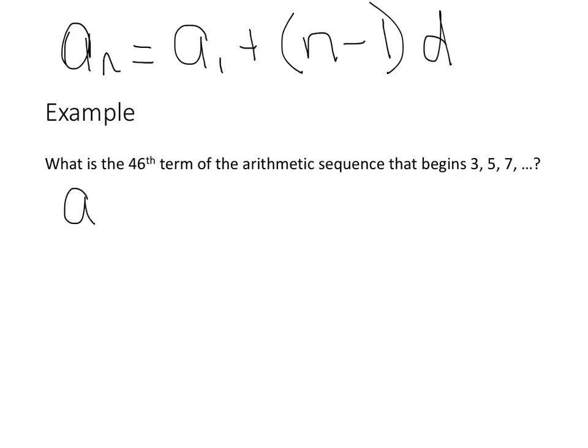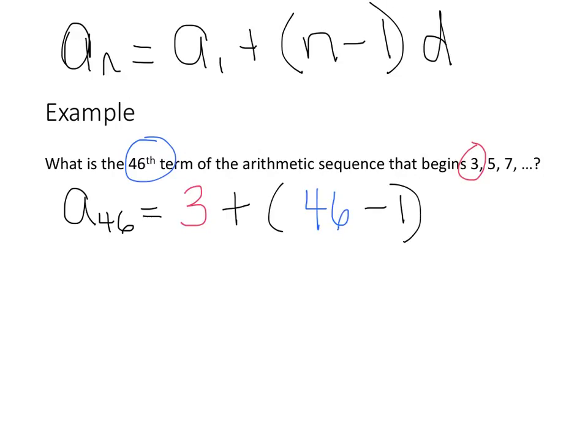So we're looking for the 46th term. Our first term is 3. That's our A1. We're looking for the 46th term. That's our N. And we have to multiply that by our common difference. If you look over here, to go from 3 to 5, I have to add 2. And from 5 to 7, I add 2. Common difference stays the same.